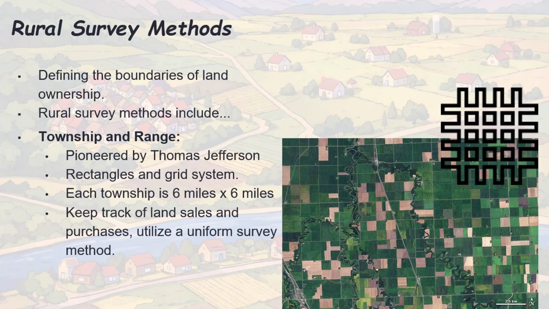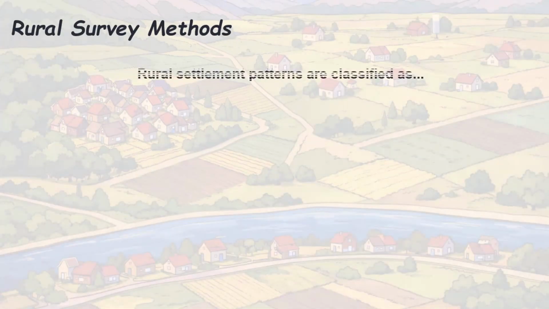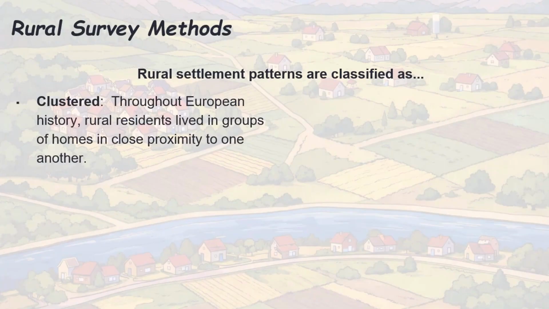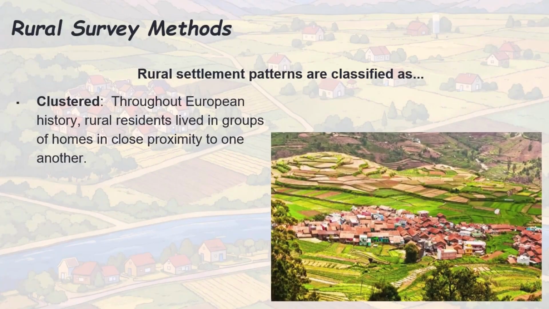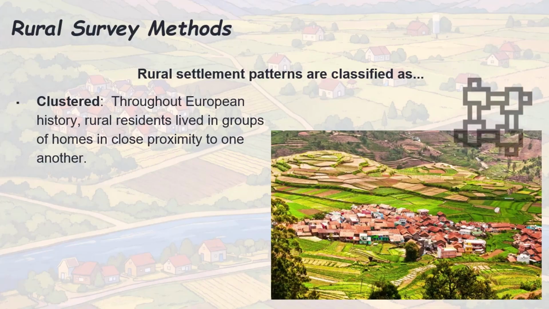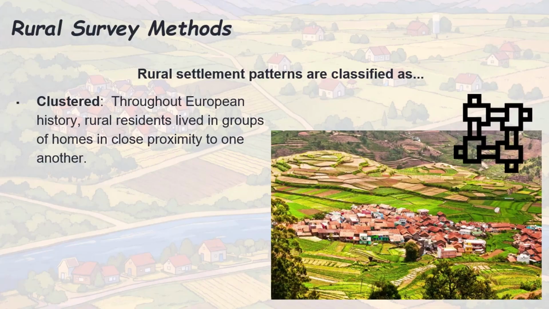Don't get it twisted. Not everyone was out here living solo on the prairie grid. Some folks stayed close, like really close. Let's check out the human hive life of clustered settlements. Clustered settlement patterns were all about the group chat energy. People built their homes close together, often around a church, market, or just because it made walking to dinner easier.